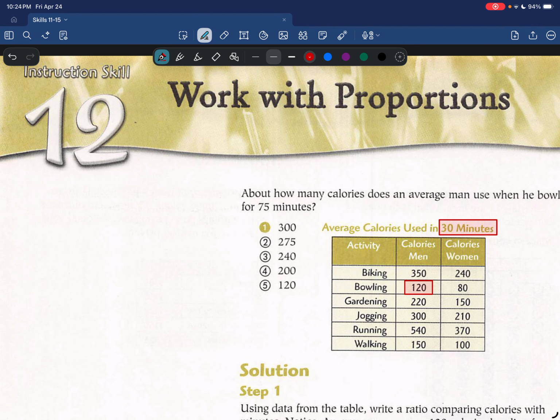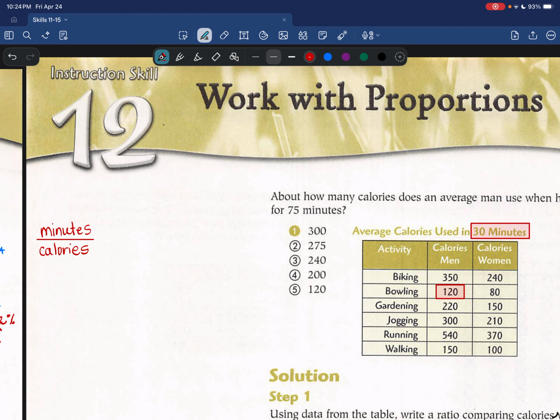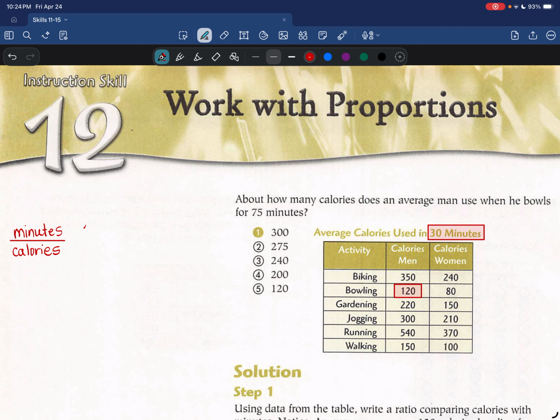So let's set up a ratio that says that. So I'm going to say minutes compared to calories. And I strongly encourage you to set up your word ratio first. All right, so we have 30 minutes, burns about 120 calories. And then our other piece of information is right here.